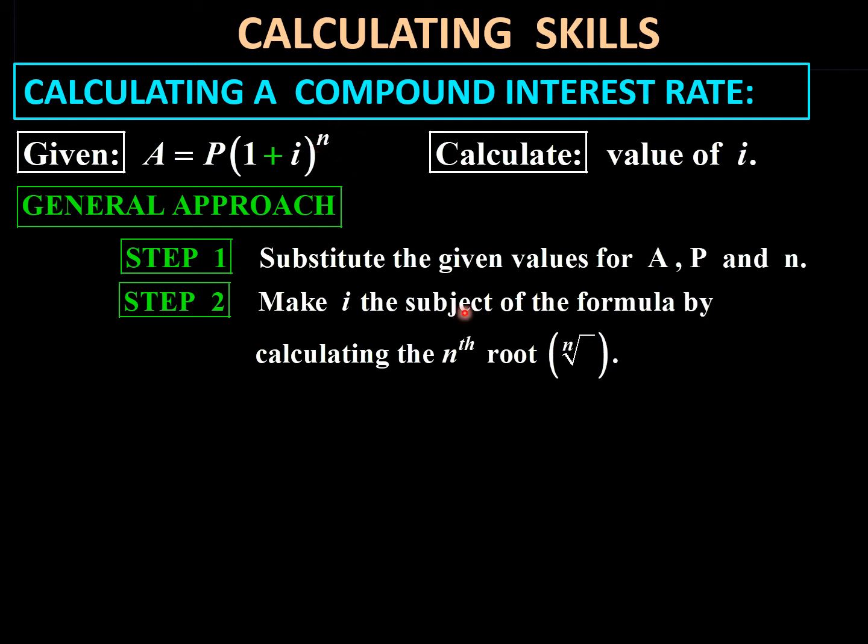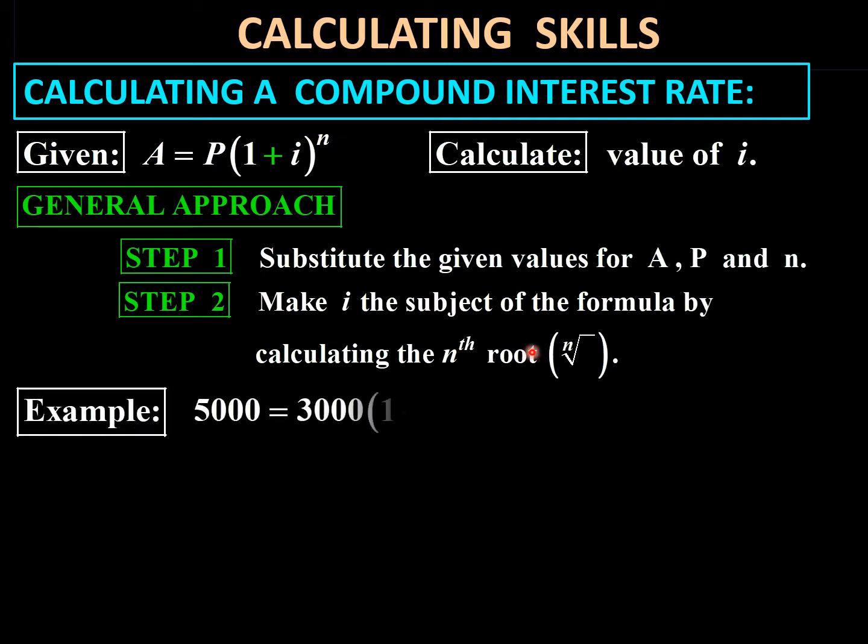this power n would become an nth root, right? So we always do the opposite. Addition becomes subtraction. A power becomes a root. So if I have that to the power 3, this will become a cube root. That to the power 10, that will become a 10th root. Let's just look at an example.